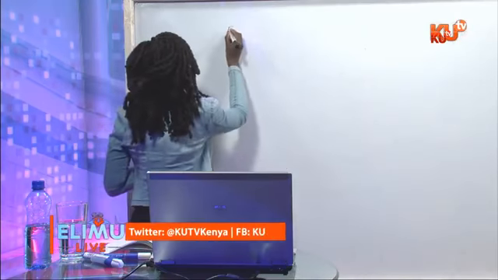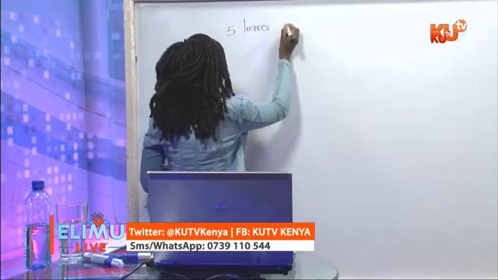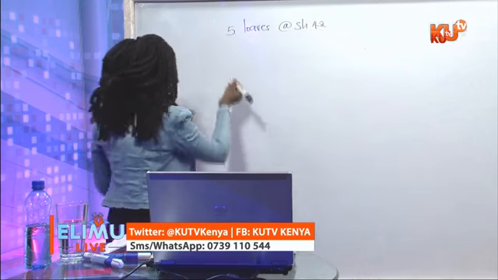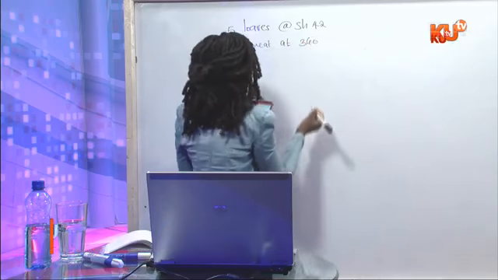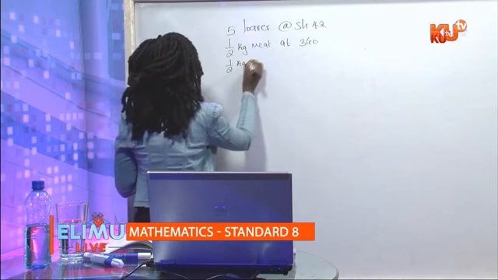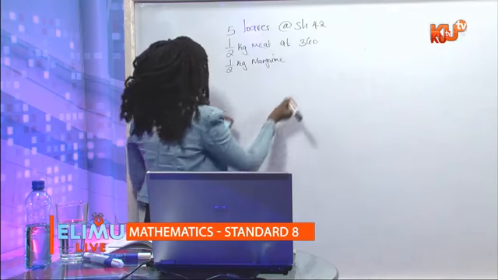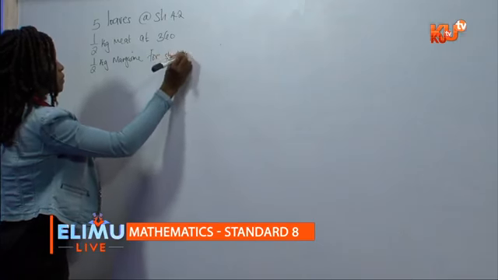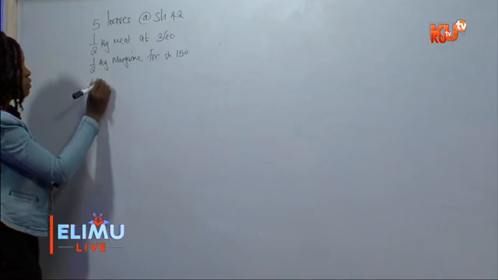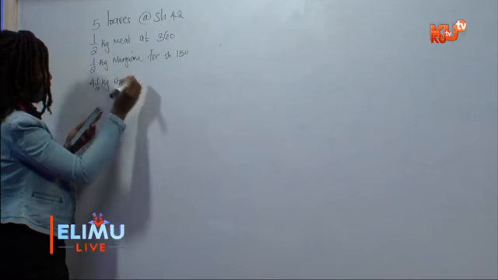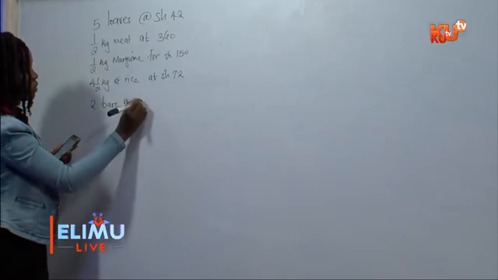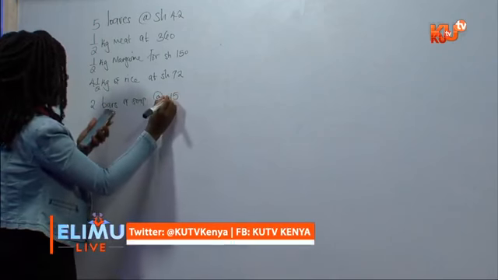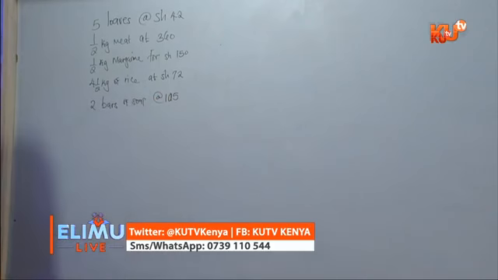The first thing is to prepare the bill. So 5 loaves of bread at 42 shillings. Then a half kg of meat at 360 shillings per kg. We have a half kg of margarine for 150 shillings, and then we have 4.5 kg of rice at 72 shillings per kg, and then we have 2 bars of soap at 105 shillings. So we start by preparing the bill.